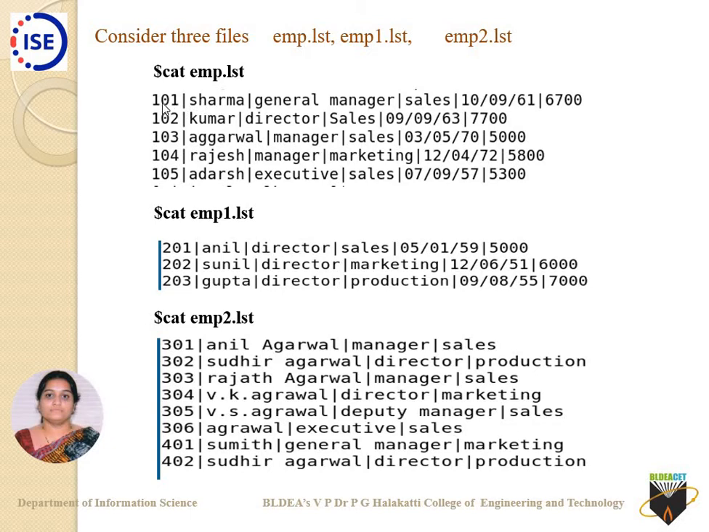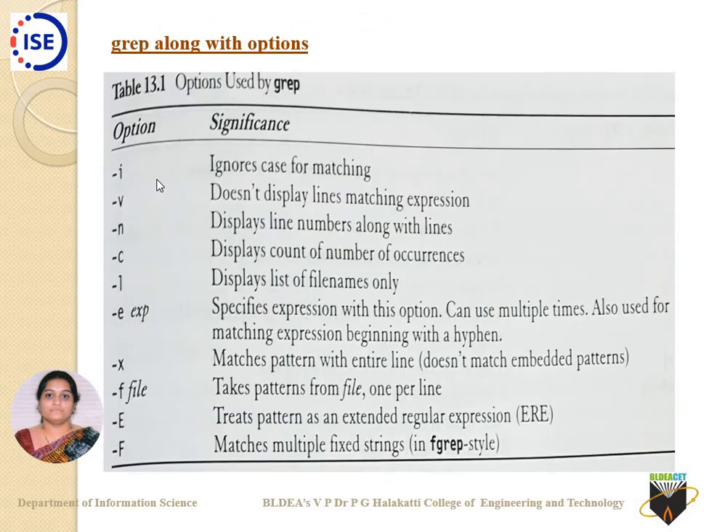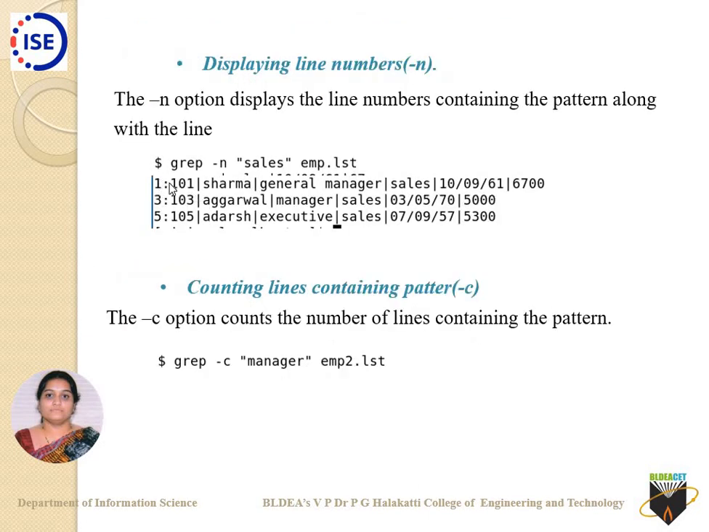So it displays that sales has appeared in the first line, in the third line, and in the fifth line. This is how the display goes. Accordingly you can find the output here: 1, 3 and 5 it has appeared. Then comes counting the number of lines.